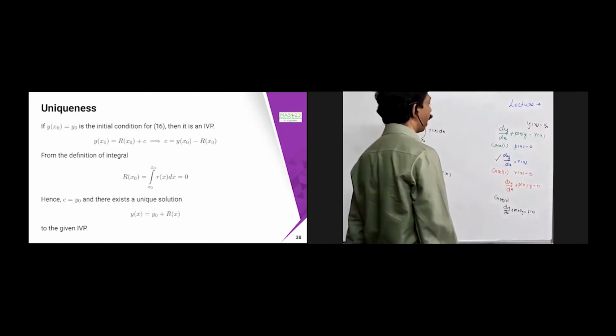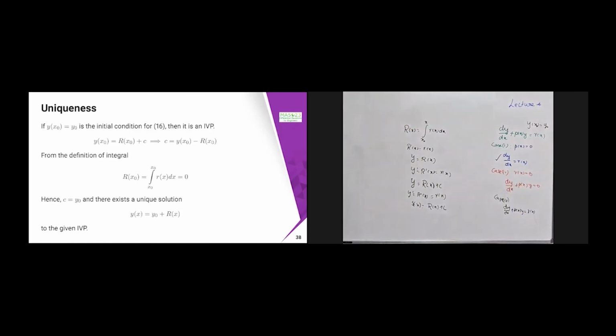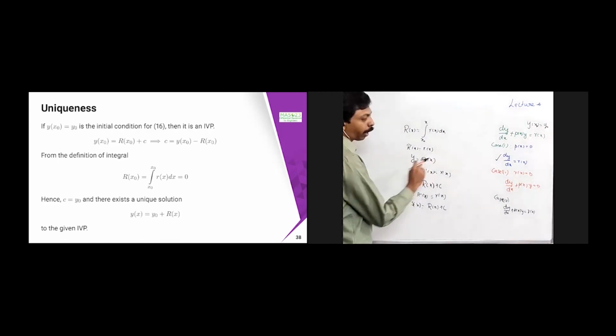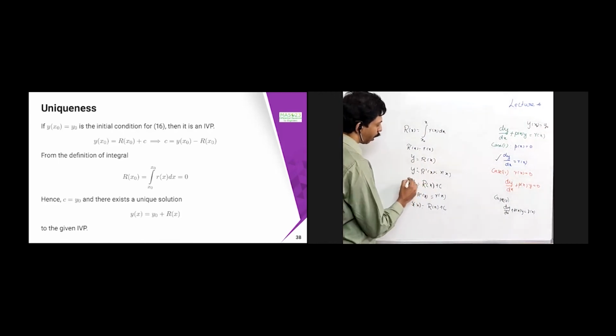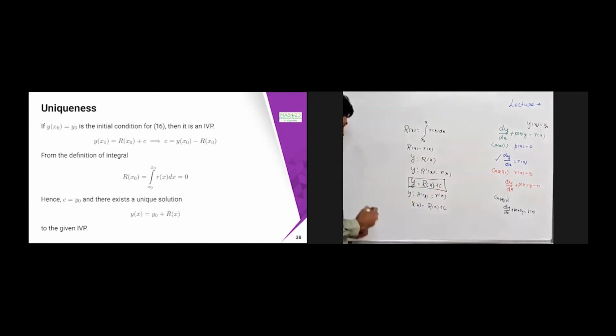So in that case, how do we define the uniqueness of this one? Suppose y of x naught equal to y naught is given. Then y equal to R of x plus c is the general solution, or existence is going to be there. Now I am going to satisfy that condition. Therefore, if I substitute that, y of x naught is going to become R of x naught plus c.